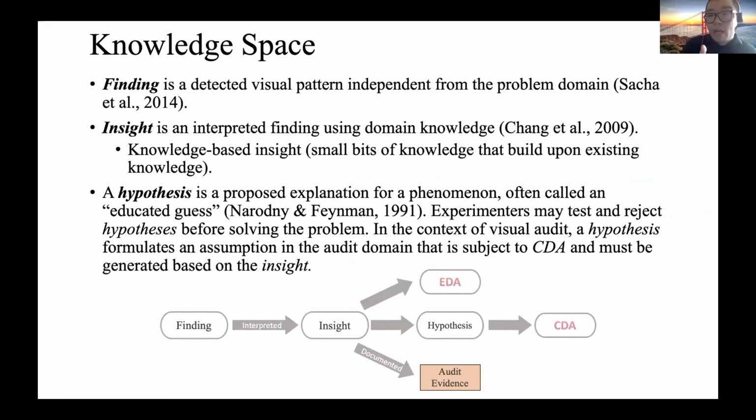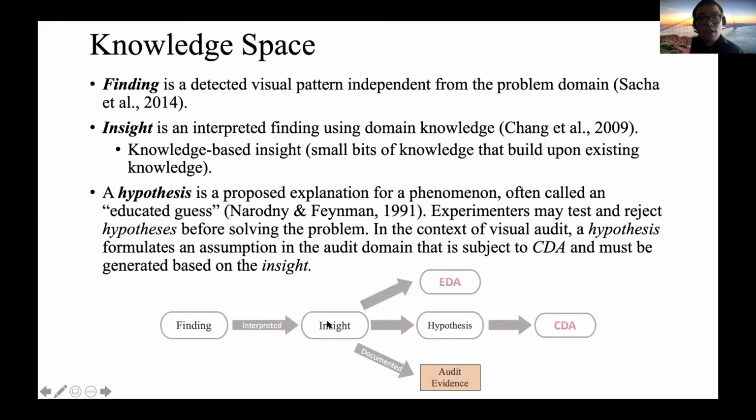First one is finding. Finding is just a pure visual pattern independent from a problem domain. Like you find a spike, you find a dump. So that's a pure visual pattern. But for visual audit, auditors need to interpret those findings. You must interpret those findings based on their knowledge. And the interpreted finding is defined as insight. So we also call it knowledge-based insight.